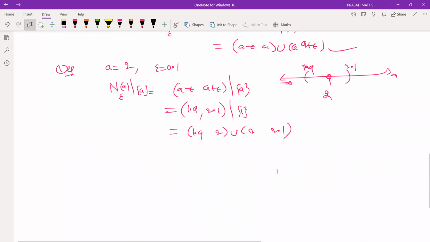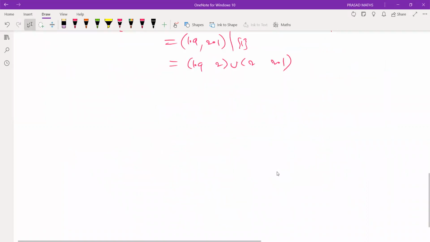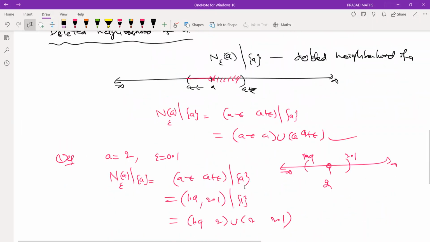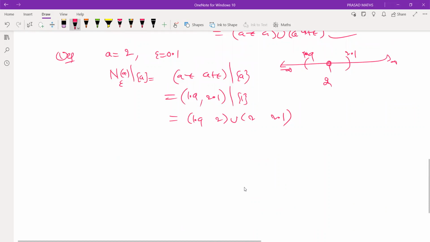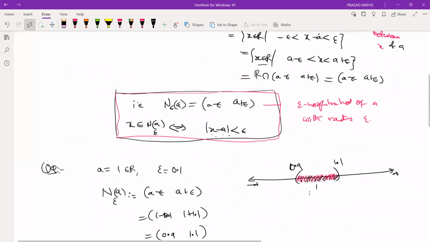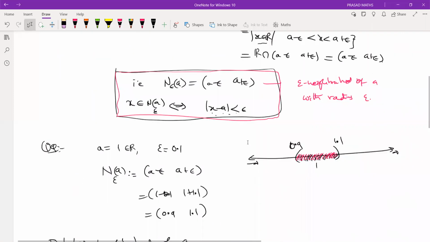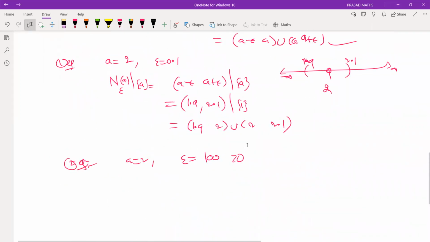Right? So, excuse me, sir, why are you always taking epsilon values less than 1? You can take epsilon 1 also, no problem. Epsilon 2 also you can take. If you take epsilon equal to 100 also, that is fine. Why not take epsilon 100? You can take any positive real number. Just look at my definition: epsilon is any positive real number. You can take anything. Understand? That makes no difference. So this is my epsilon neighborhood of a point.